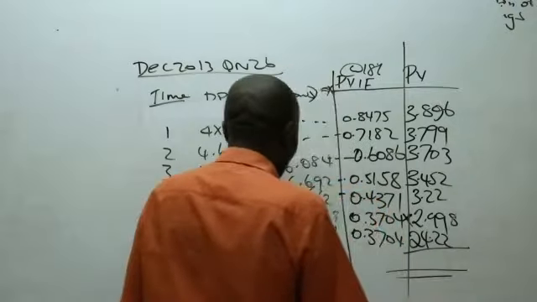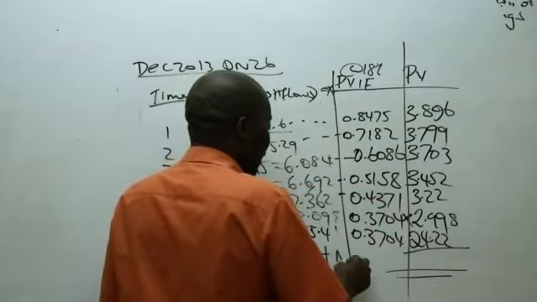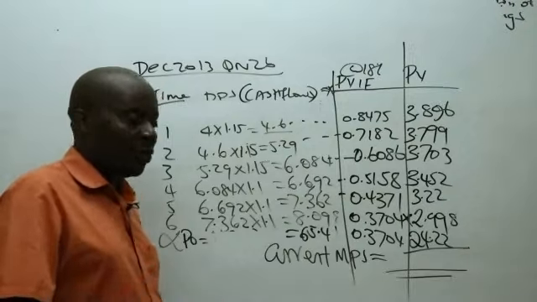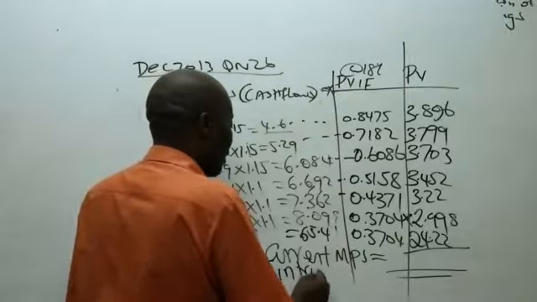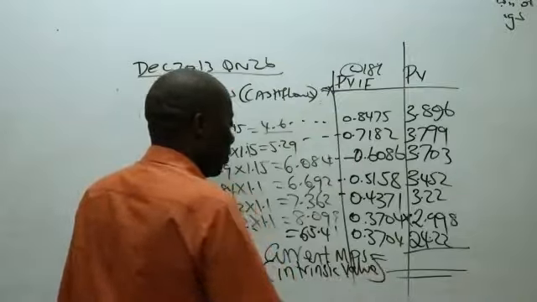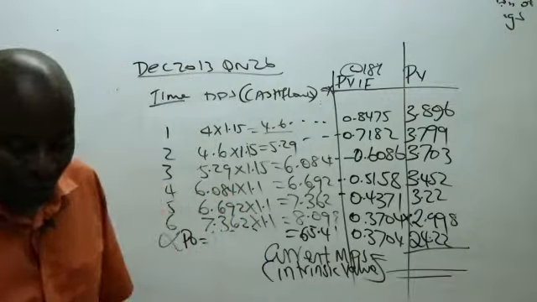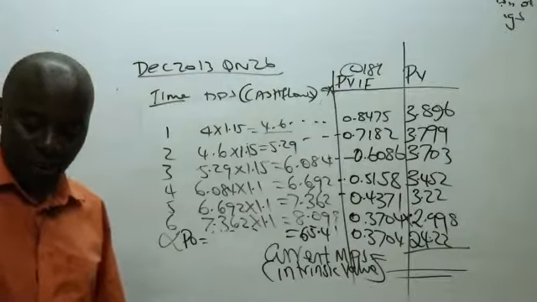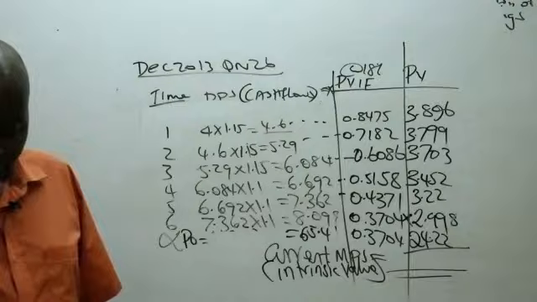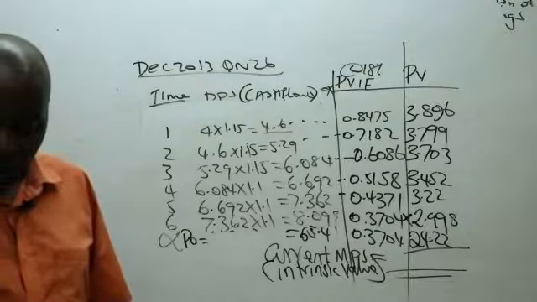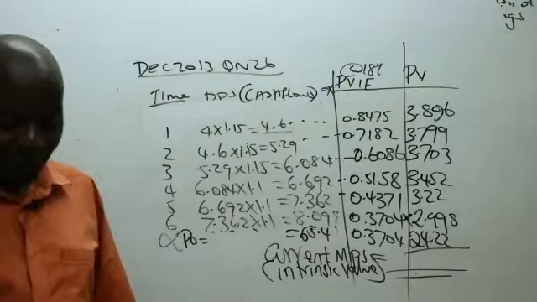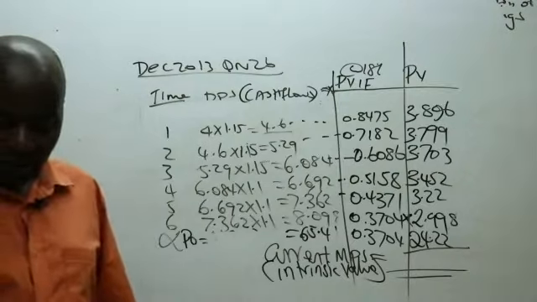So when you get this figure, then you will have gotten what we call the current market price per share, or the intrinsic value of a share. Which I haven't seen anybody really giving me the answer.